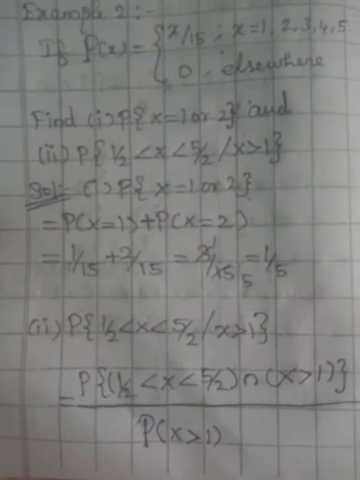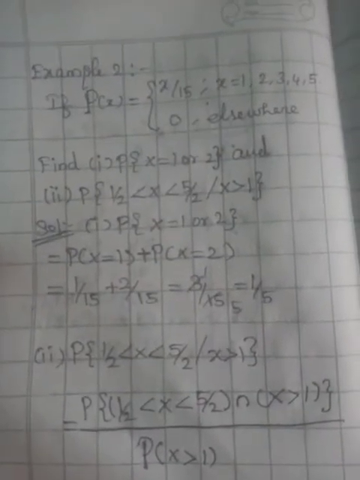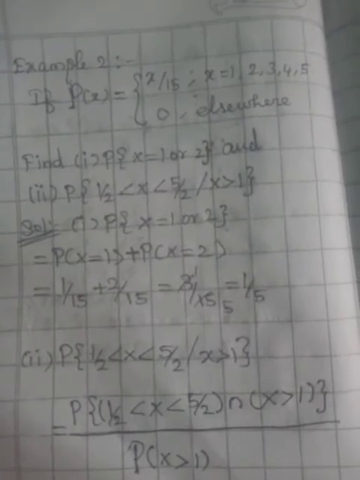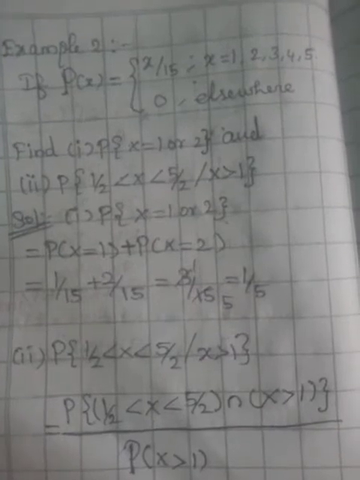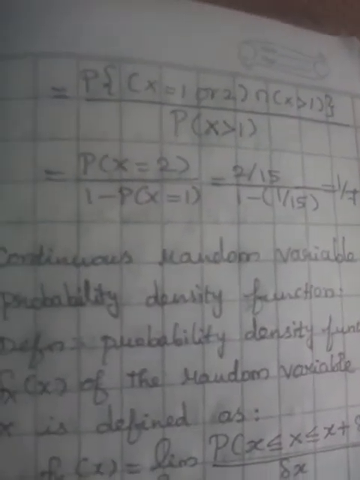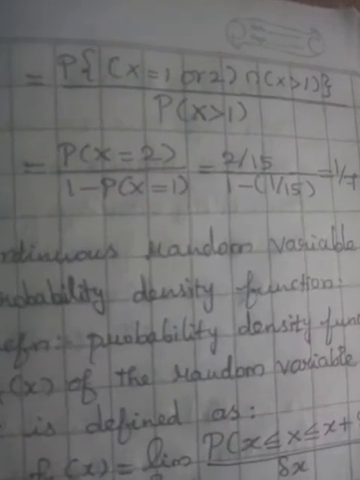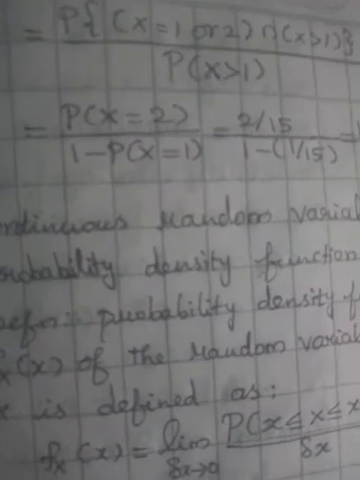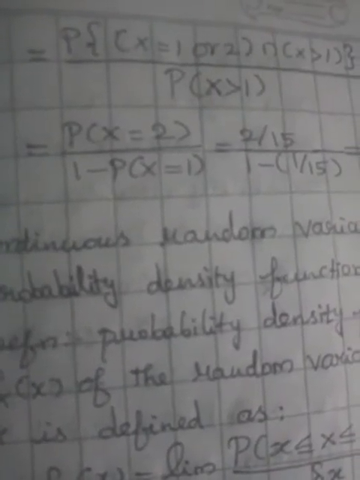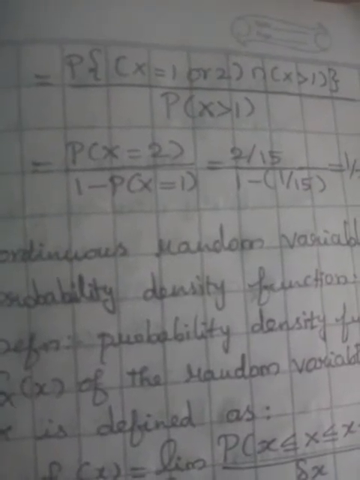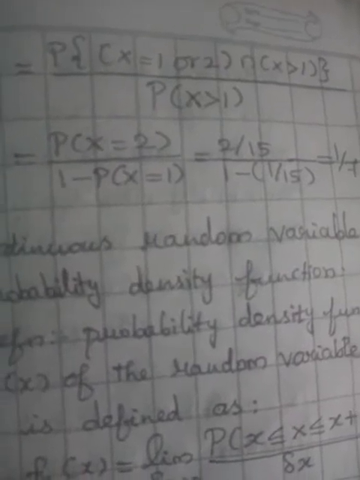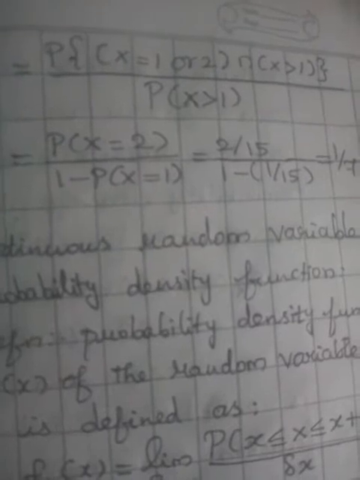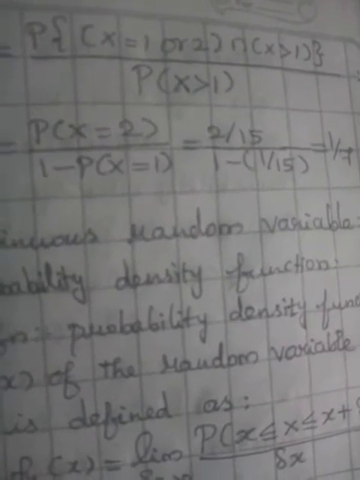Next, second one, P of 1 by 2 is less than x less than 5 by 2 given x is greater than 1 is equal to P of 1 by 2 is less than x less than 5 by 2 intersection x is greater than 1 divided by P of x is greater than 1, which is equal to P of x is equal to 2 divided by 1 minus P of x is equal to 1, which is 2 by 15 divided by 1 minus 1 by 15. 1 by 15 is the value of P of x is equal to 1. So it is equal to 1 by 7.